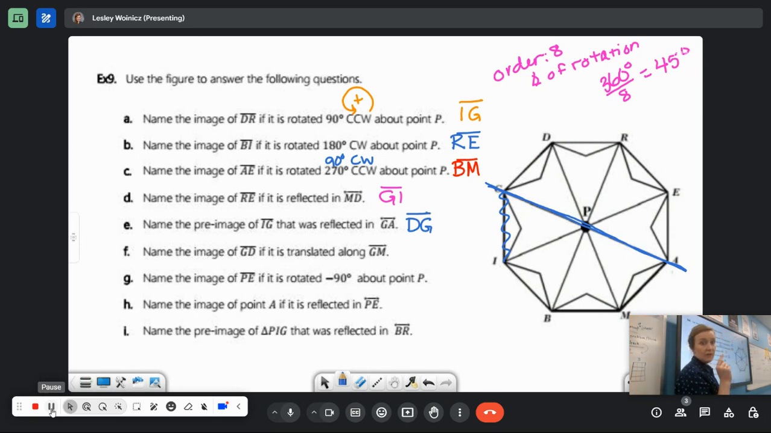Okay, now we have to name the image of GD as it is translated along GM. So let's do a different color. Here's GD, and my vector is going from G to M. So I have to also translate D along that vector. And if I do that, where does D land? You see that it goes to A? So G goes to M, D goes to A. MA.